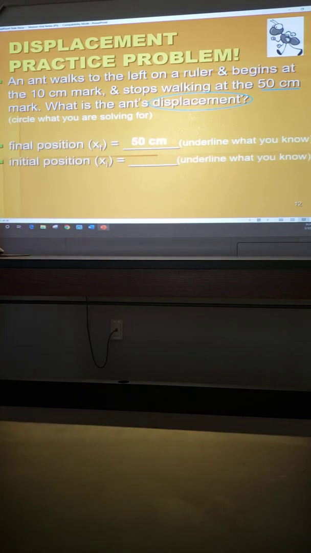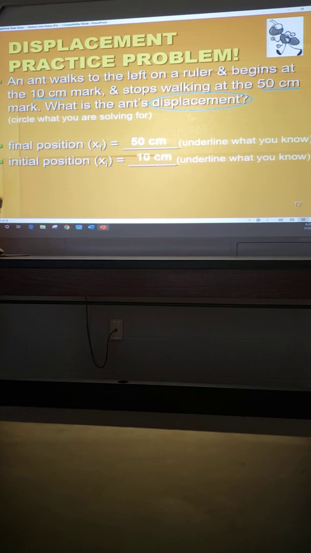Now I need to underline another piece of information. And what we're looking for is the beginning or the initial. So what do you see there, Stewie? Where did that ant start? Good. So let's underline that and then fill it in.